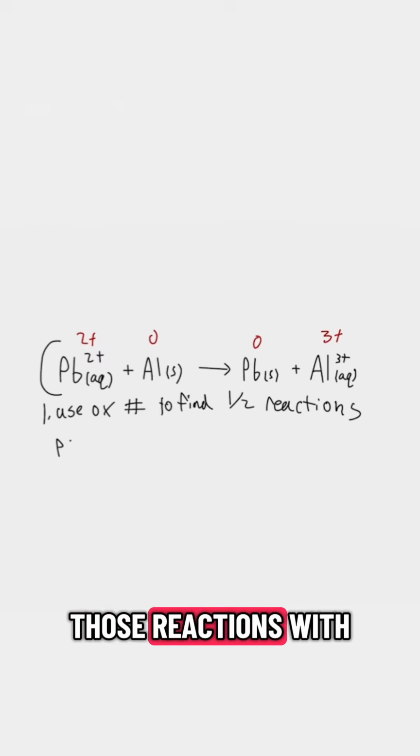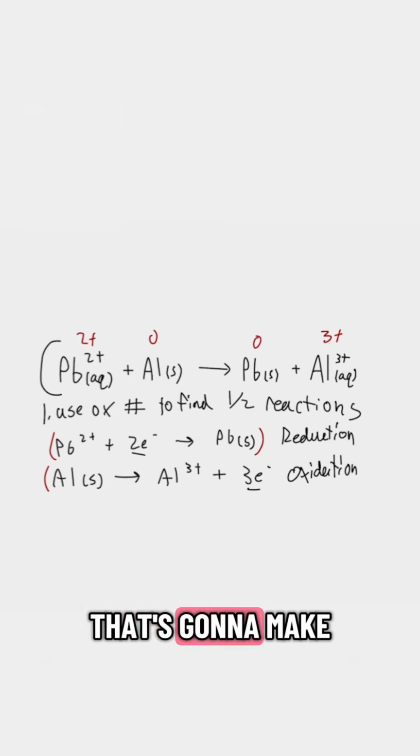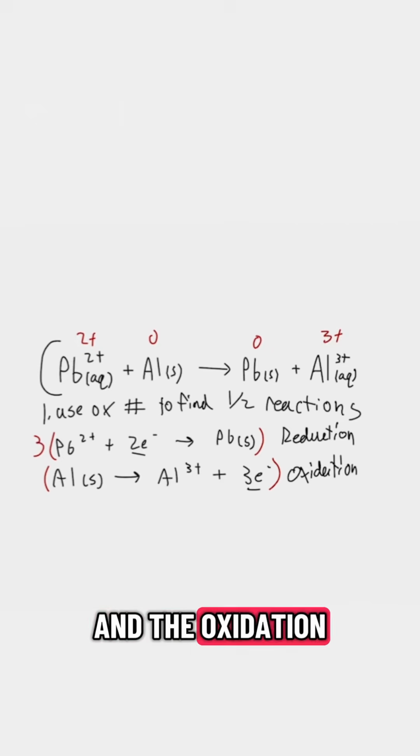Now write out those reactions with the correct number of electrons added. Once you have your half reactions, you need to get the number of electrons in each half reaction to be equal. And we do this by multiplying each half reaction by a number that's going to make those electrons equal. For this one, we multiply the reduction half reaction by 3 and the oxidation half reaction by 2.